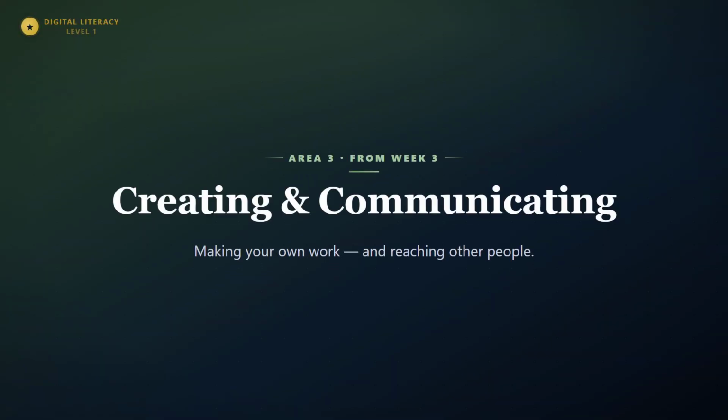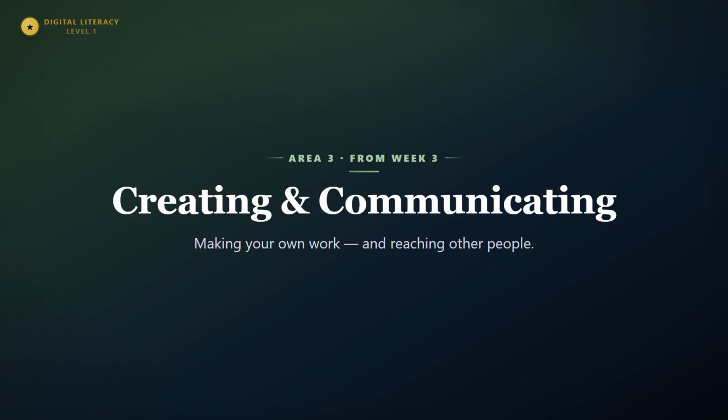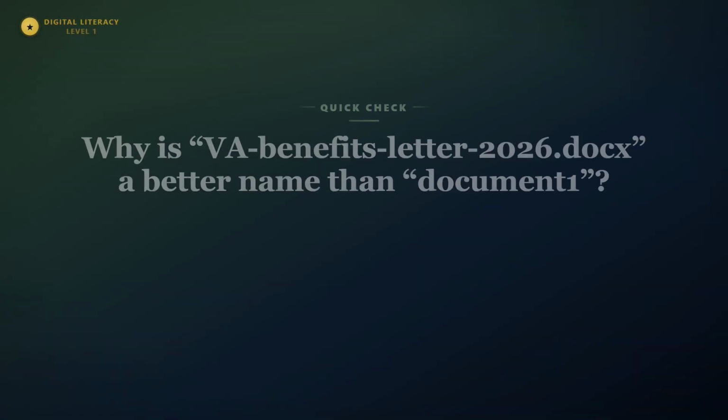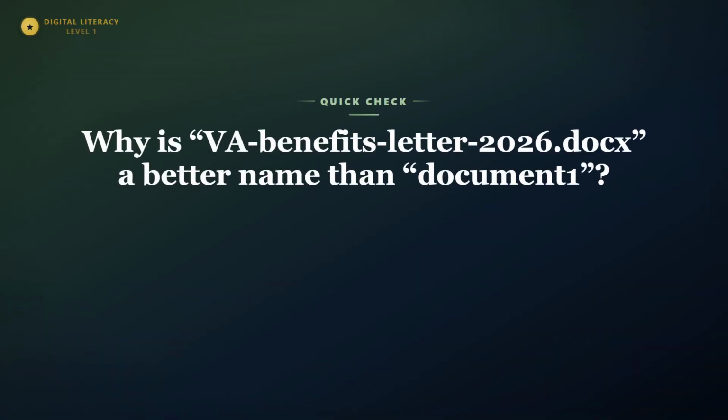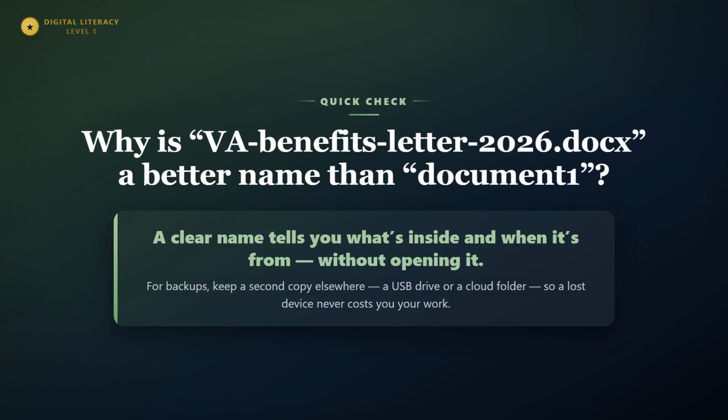Our third area brings 2 weeks together, creating your own work and communicating with others, week 3. Why is a file named VA Benefits Letter 2026 docx better than document1.docx? And what's a simple backup habit? A clear name tells you what's inside and when it's from without even opening it, so you can find it again later. And for backups, keep a second copy somewhere else, a USB drive or a cloud folder, so one lost or broken device never costs you your work.